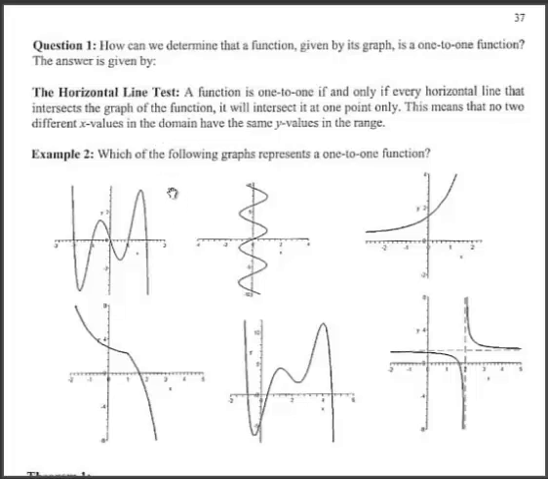Page 37, we're posed with a question. How can we determine that a function given by its graph is a one-to-one function? The answer is given by the horizontal line test. So we have the vertical line test, which establishes whether a particular graph represents a function or not. And now we have the horizontal line test that tells us whether a particular function is one-to-one.